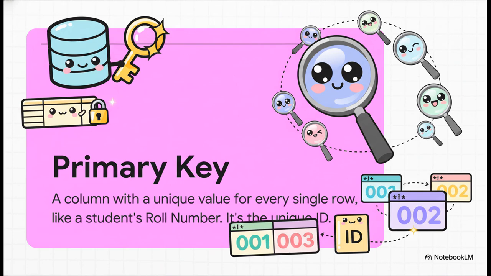In SQL, that unique roll number has a special name. It's called a primary key. It's a special column where every single value has to be unique. It acts as the official, undeniable ID for each row in your table. This makes sure you can always find the exact record you're looking for, and it makes duplicates impossible.